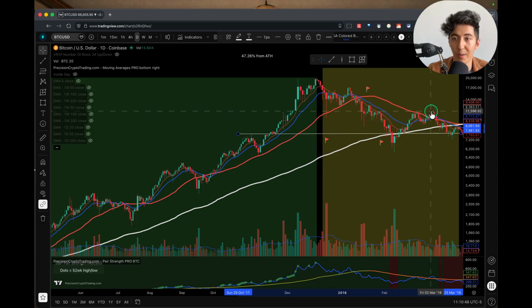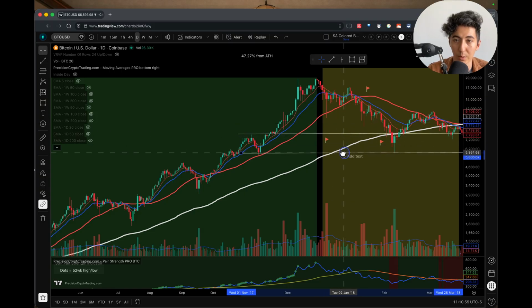Price found and it pulled itself back up. Price found some support over here. But I'm also looking at this right here. Because price obviously did not want to go any lower from here. It pulled itself back up with some pretty high volume, which is strong.